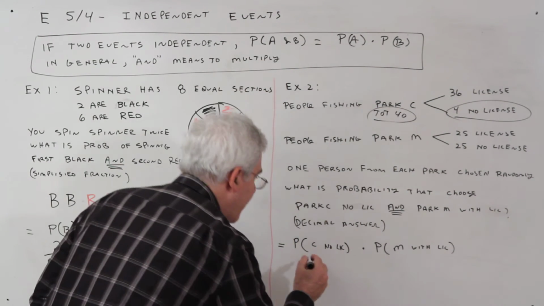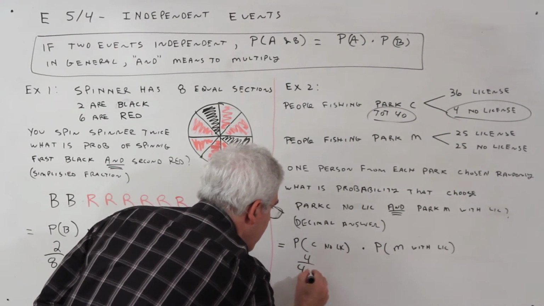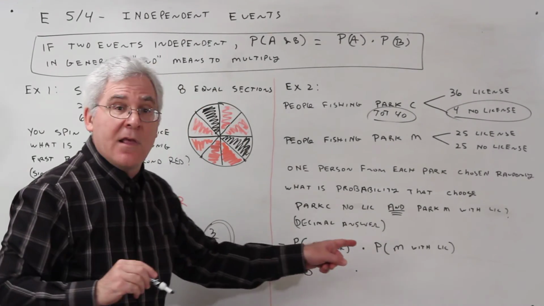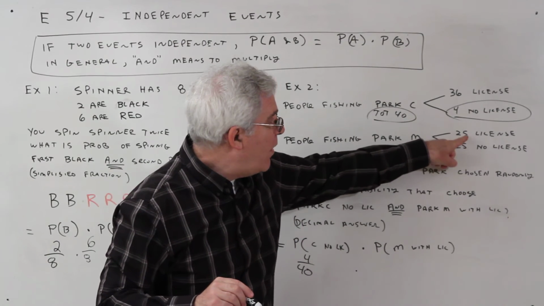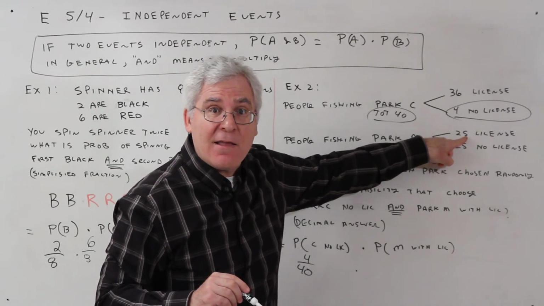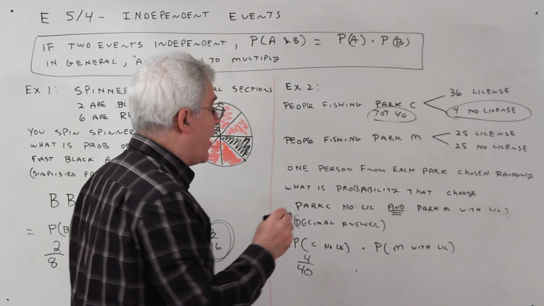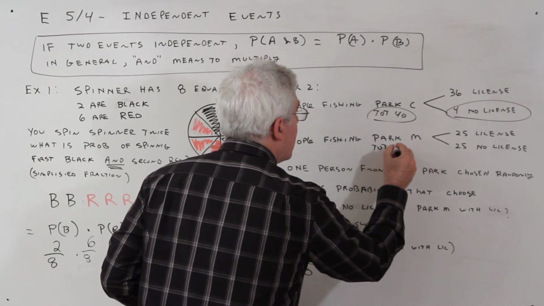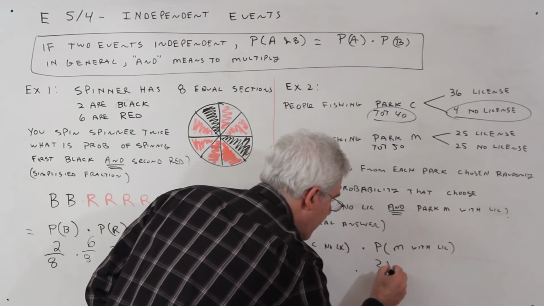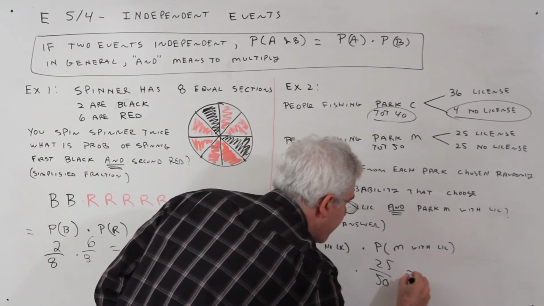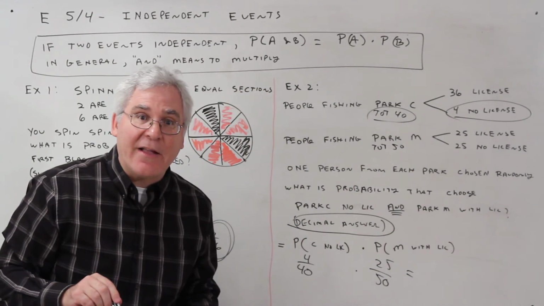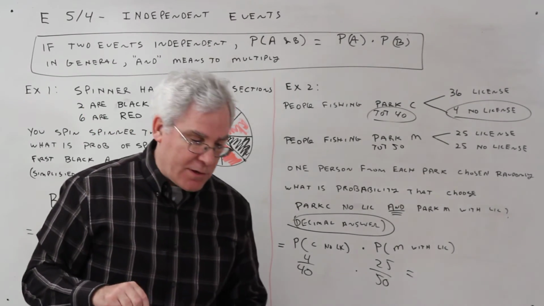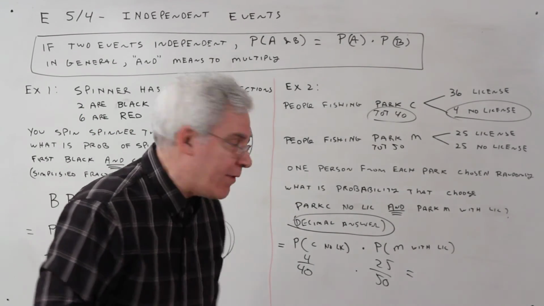All right, so it's going to be 4/40 times the probability of M with a license. M with a license is 25 out of a total of 50 from that park. Times 25/50. And again, they want an exact decimal answer this time, so you can just use your Desmos calculator, and I got 0.05.